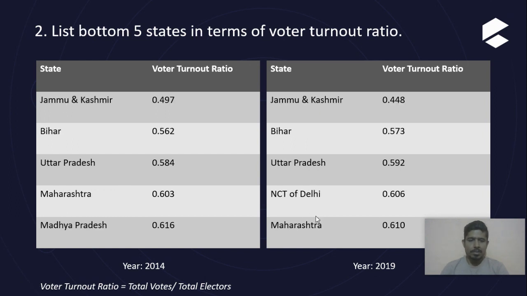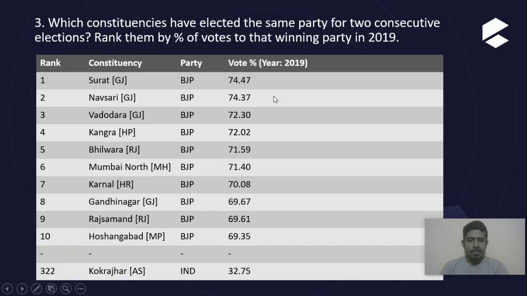And bottom five states are Jammu and Kashmir, Bihar, Uttar Pradesh, Maharashtra, Madhya Pradesh for the election of 2014, and for the election of 2019 these five states are Jammu and Kashmir, Bihar, Uttar Pradesh, National Capital Territory of Delhi, and Maharashtra. Next query is which constituencies have elected the same party for two consecutive elections?